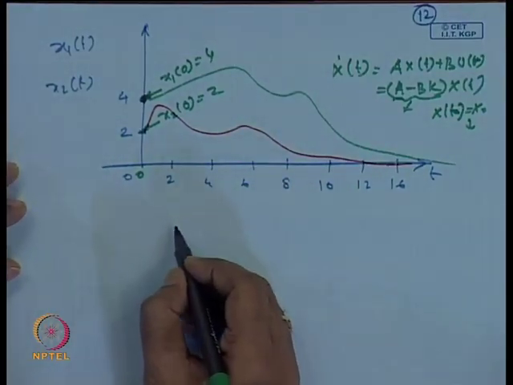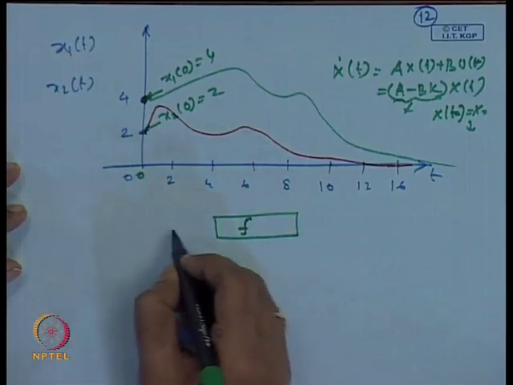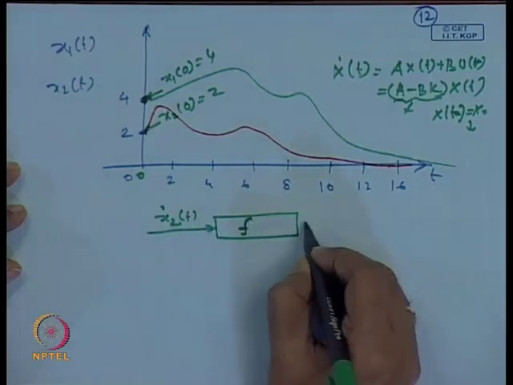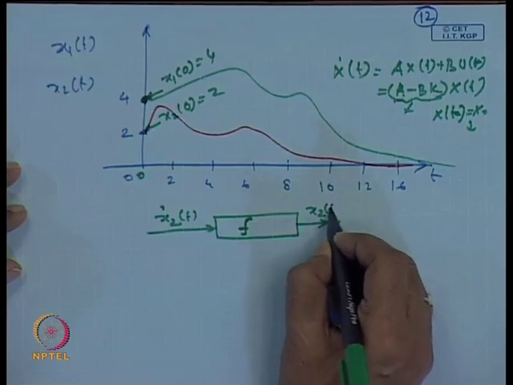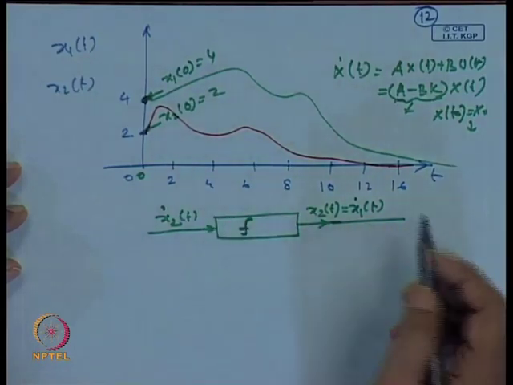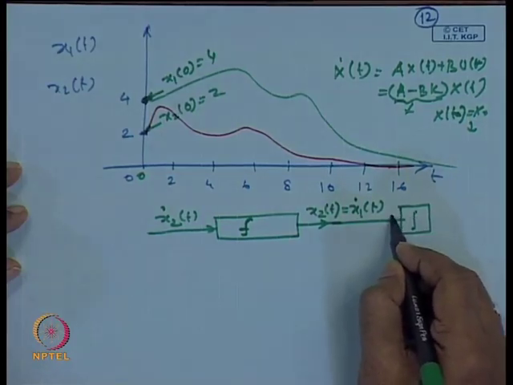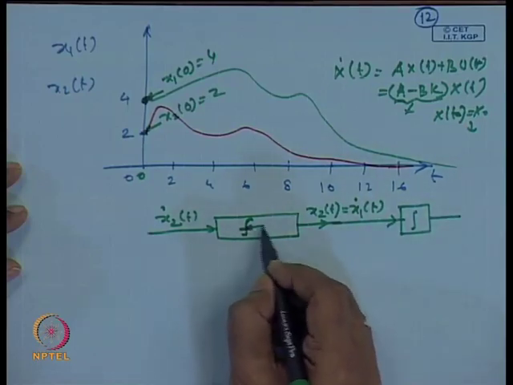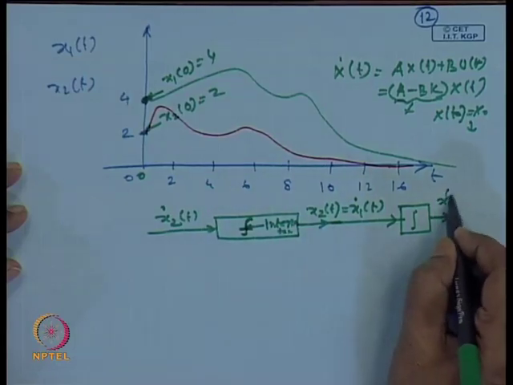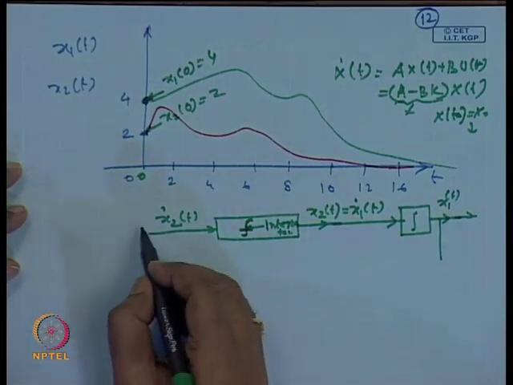So, if you see our system, this is the integration, and this is our x dot, x 2 dot of t. Output of this is the integration, agree? Output of this one is x 2 of t, which is nothing but x 1 dot of t as per the description of the system dynamics, and that goes to the integrator. And the output of the integrator is x 1 of t, and this output is going to the minus, and this is the summer.